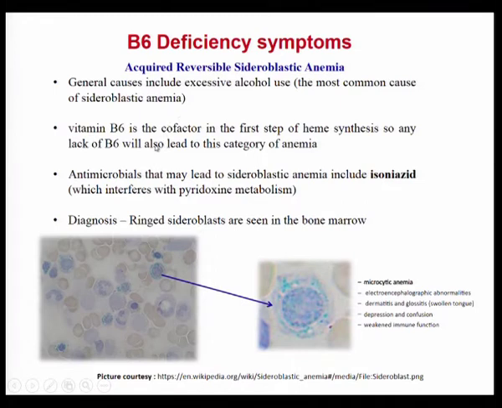Since B6 is the first cofactor in the series where heme synthesis is involved, its lack of participation gives rise to this kind of microcytic anemia, or you could be very specific and say that it's a kind of condition where people lack the ability to transfer oxygen in the proper way.